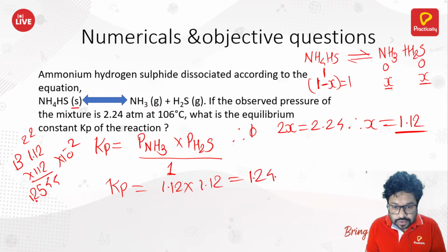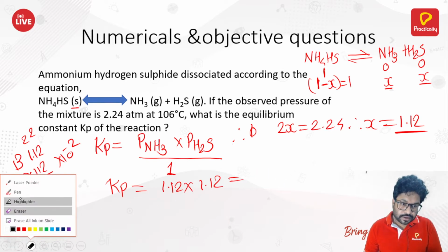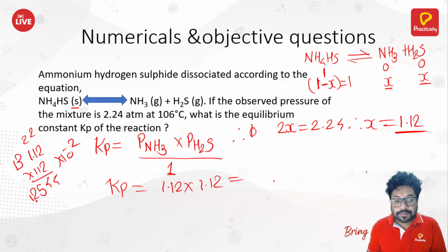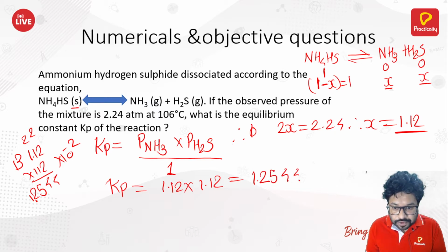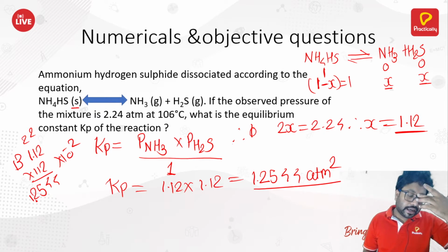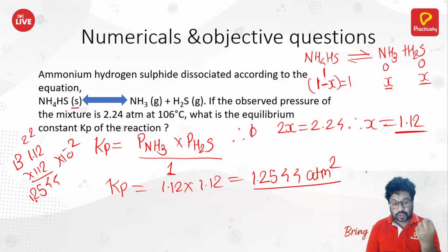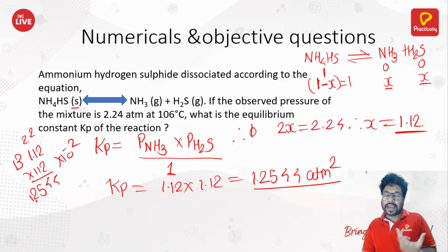So your Kp will be equal to 1.2544 atm square. That is your Kp for this particular reaction. It wasn't that complicated, but it had a catch. So you need to check what that catch is. It might confuse you at exam time. Okay, moving ahead.